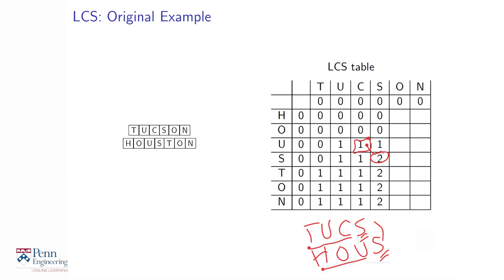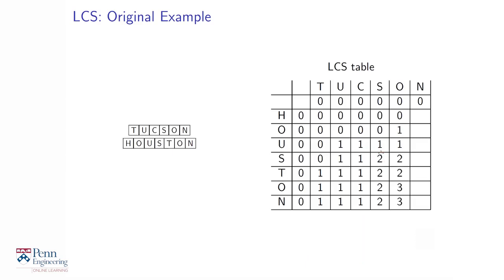Just as another example, let's go one more column down. So suppose we consider this entry here. That is considering the longest common subsequence between the string TUCSO for Tucson and HOUST out of Houston. You see that the last symbol for the two strings is not the same. It's O versus T. So obviously you cannot match them.